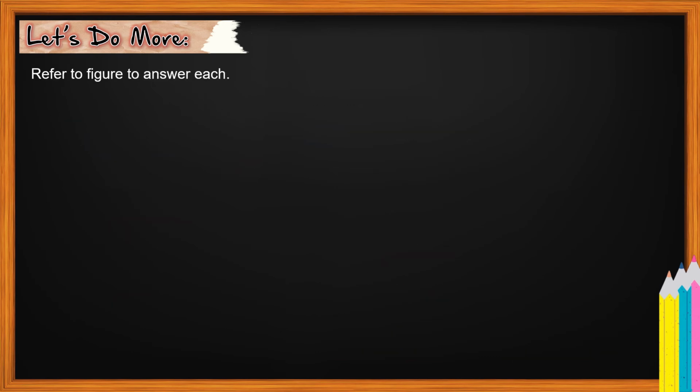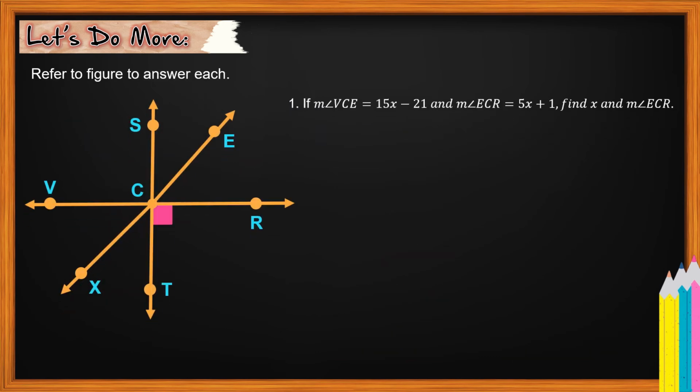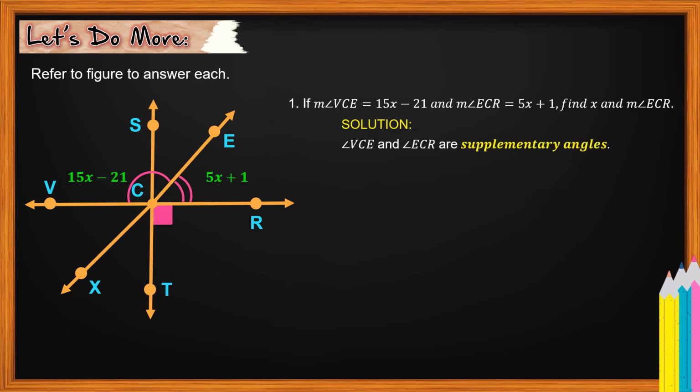Refer to the figure to answer each. For number 1, if the measure of angle VCE is equal to 15x minus 21 and the measure of angle ECR is equal to 5x plus 1, find x and the measure of angle ECR. So for the solution, angle VCE and angle ECR are supplementary angles. So the measure of angle VCE plus the measure of angle ECR is equal to 180 degrees.